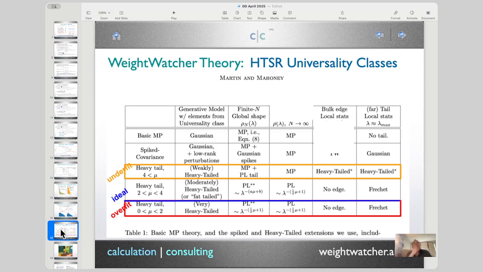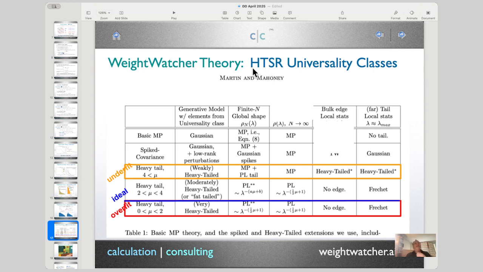If you go back and read the original HTSR theory paper, which we published in 2021, I think, you'll see that we talk about these universality classes of random matrix theory. There's an underfit class, an overfit class, and then an ideal class. It turns out there's actually another universality class right here at mu equals alpha equals 2. I don't bring it up in the paper, but in the theoretical physics and econophysics literature, they do discuss this idea that there's this perfect class here, which corresponds to the phase boundary between these two universality classes.